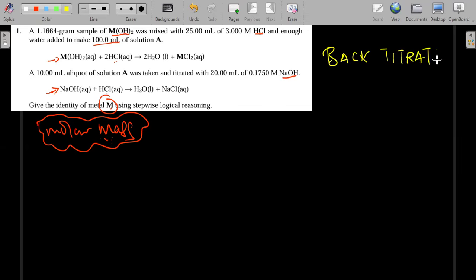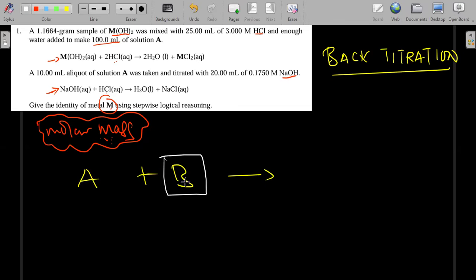In a back titration, the idea is that you are given two reactants, let's say reactant A and B. One of these reactants will be in excess, meaning that once these two react, one of those reactants is going to remain. Let's say, for example, our reactant B is the one in excess. So A and B react and form their products, maybe D and C.